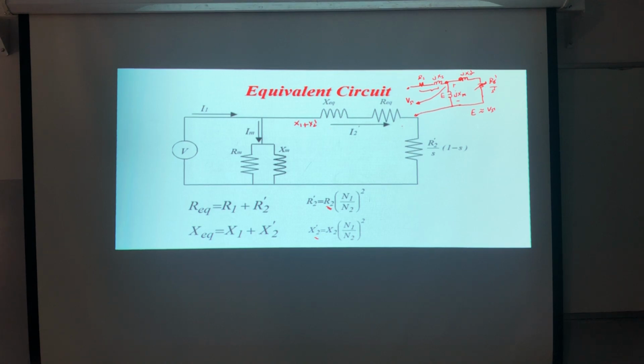Yeah? And here I will have R equivalent, which is actually R1 plus R2 dash. Yes? Good. Now, this is what we call the per phase equivalent circuit. This is what we call what? The per phase equivalent circuit.